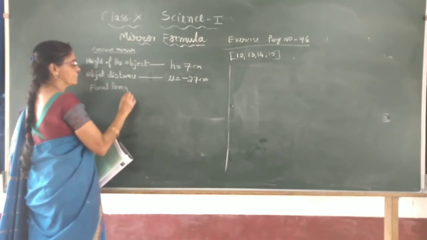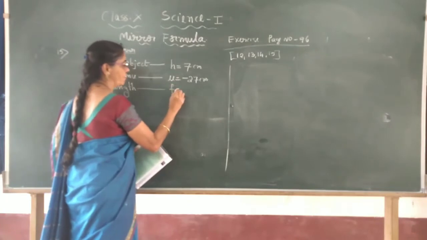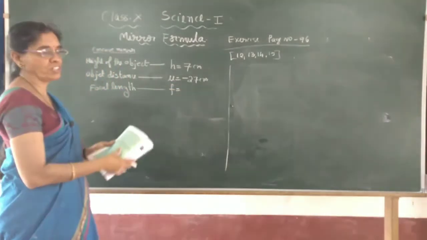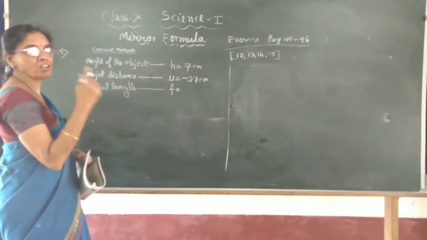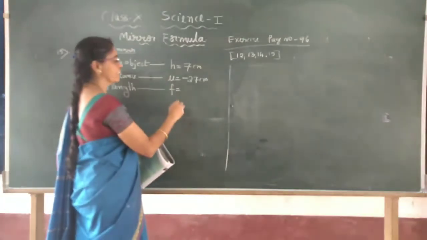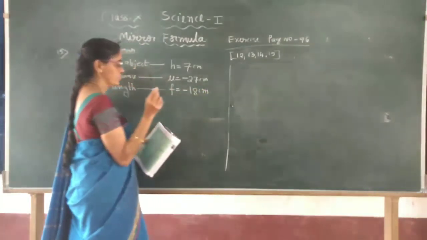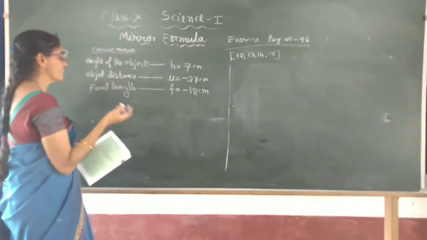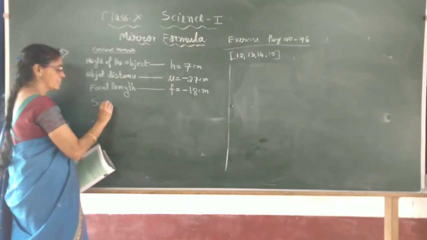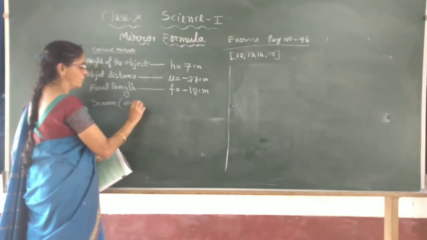The symbol for focal length is a small letter f, and I already told you f is always negative for the concave mirror and positive for the convex mirror. The mirror is a concave mirror, so the f value is negative, so you have to mention minus 18 centimeter. Now the screen distance is nothing but the image distance, which we have to find.